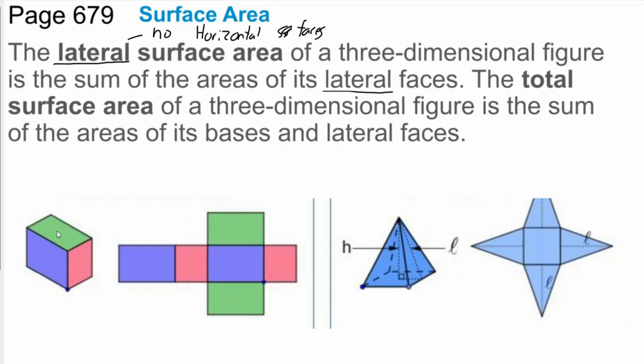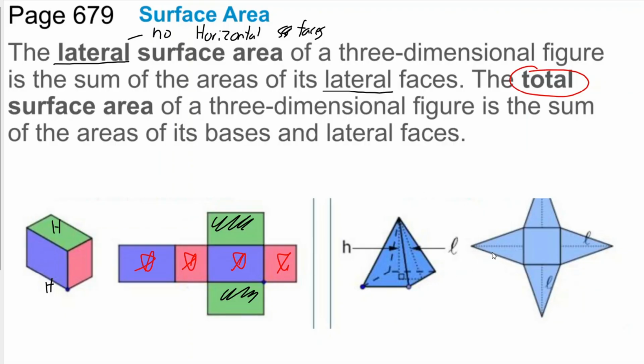So looking at this picture, this one's horizontal and the bottom's horizontal. So I'm not going to include that, not going to include that. This side, this side, this side, these faces, they're all vertical. So I would include all of these in my lateral surface area. The total surface area, well, that's everything. So that one's really simple. That's going to include the top and the bottom faces, the horizontal faces.